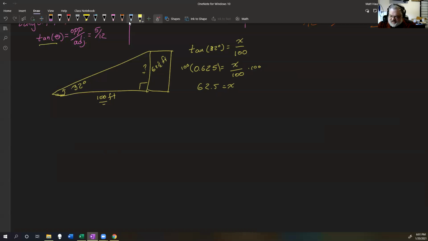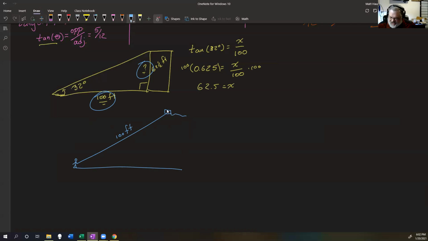Well, that's just the tangent function. Why did we use tangent? Because we knew an adjacent and we wanted an opposite. Well, what if we're given different information? Here's the kind of classic kite problem. You have 100 feet of string out to a kite.